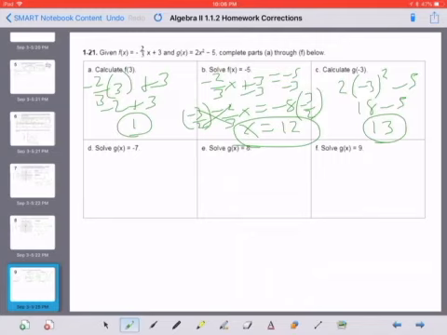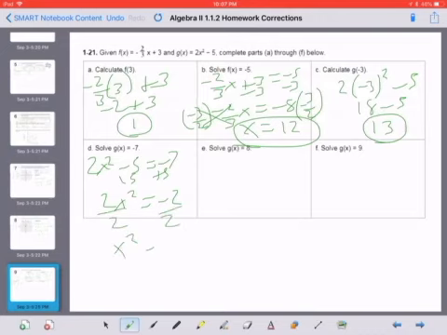In D, we're solving when g of x equals -7. So we have 2x squared minus 5 equals -7. So we get 2x squared equals -2. X squared equals -1. Then we have to square root both sides. Since I can't take the square root of a negative number, x is actually undefined.